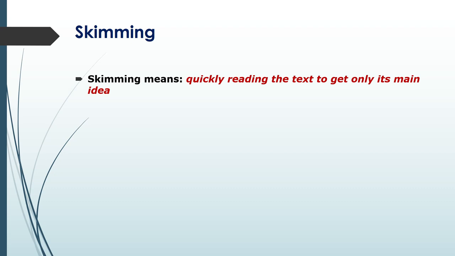Now this is the definition: skimming means quickly reading the text to get only its main idea. Usually it is called a pre-reading technique. Pre-reading means that you have not yet gone through the text in totality. You are just looking at it quickly to get the overall idea of what this text is about.